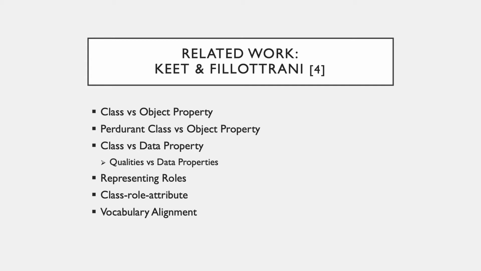The class versus data properties alignment, where information relevant to a class is stored in a role rather than a data property, as roles can be reasoned over. And a sub-pattern, the qualities versus data properties alignment, which is similar but uses the foundational ontology's quality class. The representing roles alignment, which exists because foundational ontologies use inherence rather than subsumption or subclassing, which violates the subsumption requirements of ontocline. And inherence here indicates that a property exists within something.